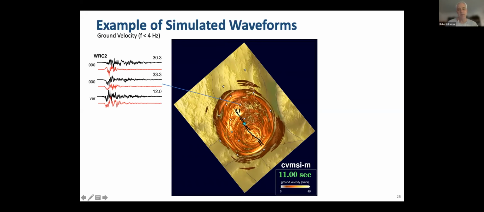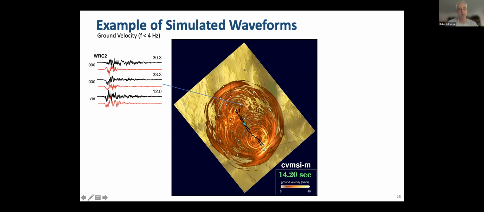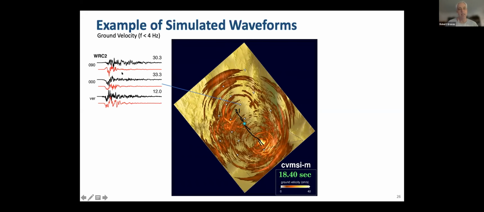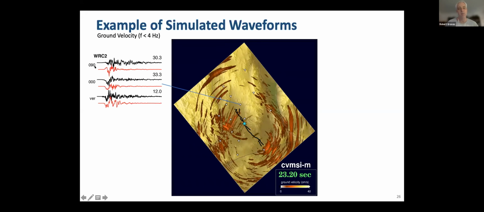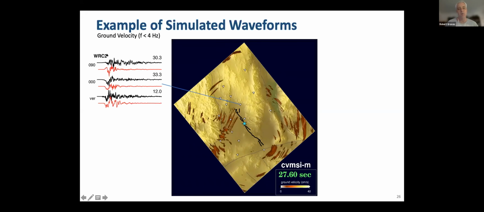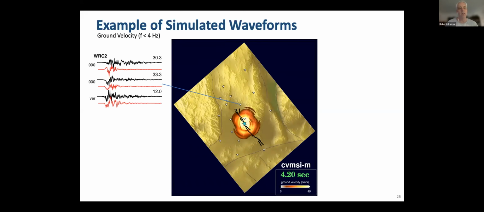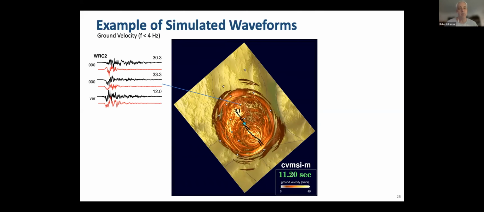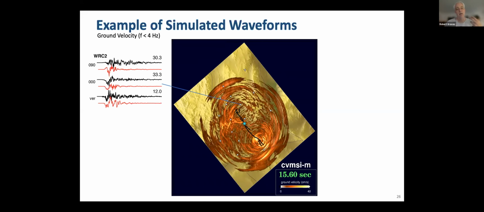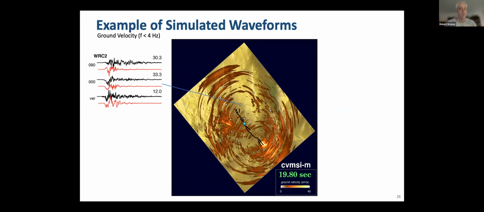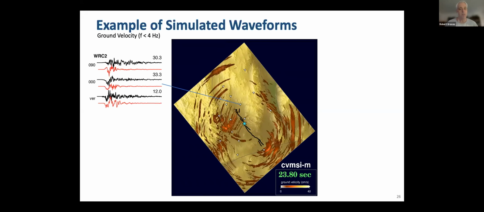Looking at some specific sites, here's a comparison of recorded in black and simulated in red ground velocity waveforms. This is a site off the northwest end of the fault. Here, visually, there's a very good correspondence between the simulation and observations, both in terms of the shape and the frequency content of the motions.